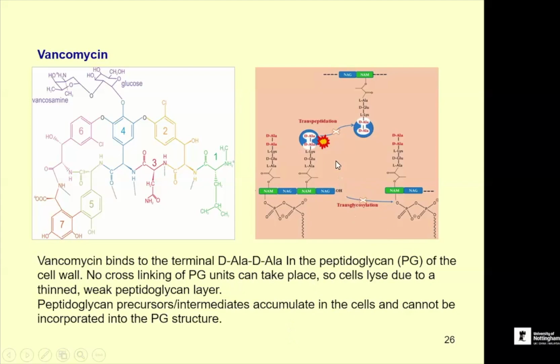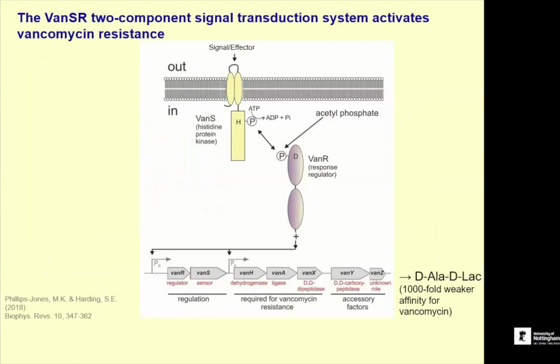One consequence of that is you get a build-up. The cell is busy producing peptidoglycan monomers to insert into its peptidoglycan layer. So you get an accumulation of peptidoglycan precursors as a result of vancomycin interactions. Keep that in your head because it'll come in again later and be important. So that's how vancomycin works.